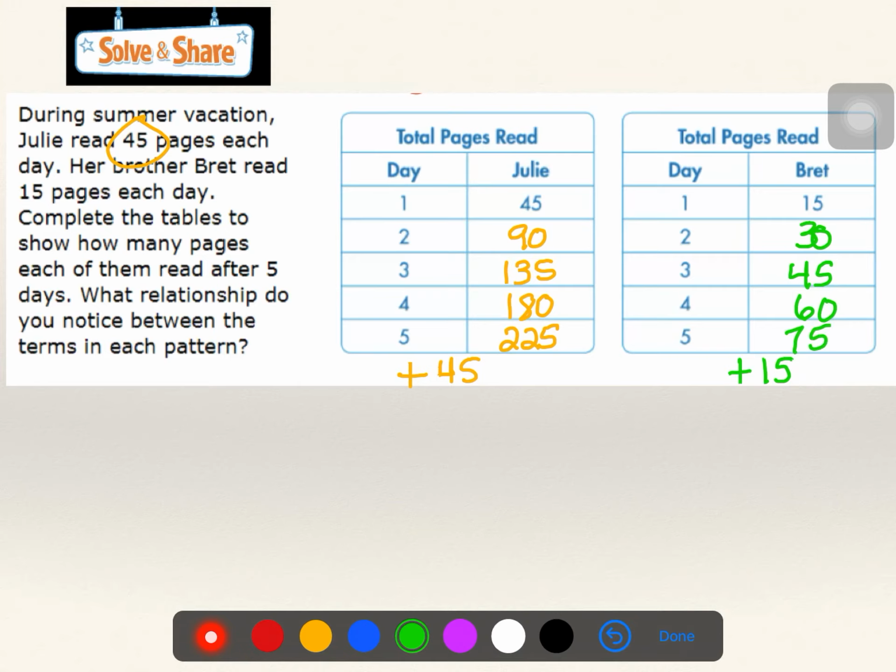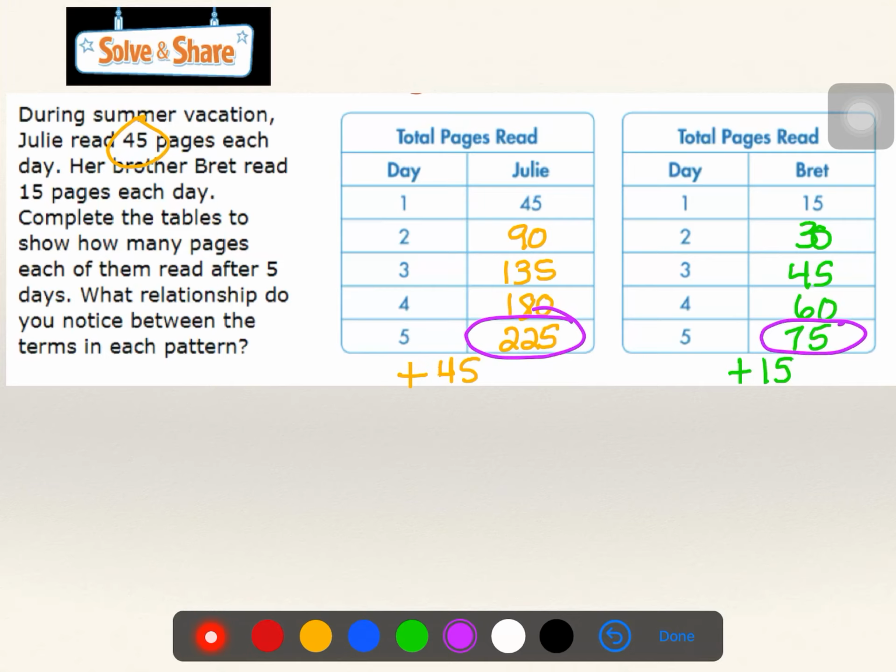As I fill in his chart, it's easy to see the difference, right? The relationship between the 2 terms in each pattern. Well, after 5 days, Julie reads 225 and Brett reads 75. How do those 2 numbers relate? That's not as easy to see a difference. You could subtract them and find that the difference between the 2 numbers is 150. But that's not what it's asking because that's not consistent between every time the pattern is moving. So it's not an adding and subtracting pattern.